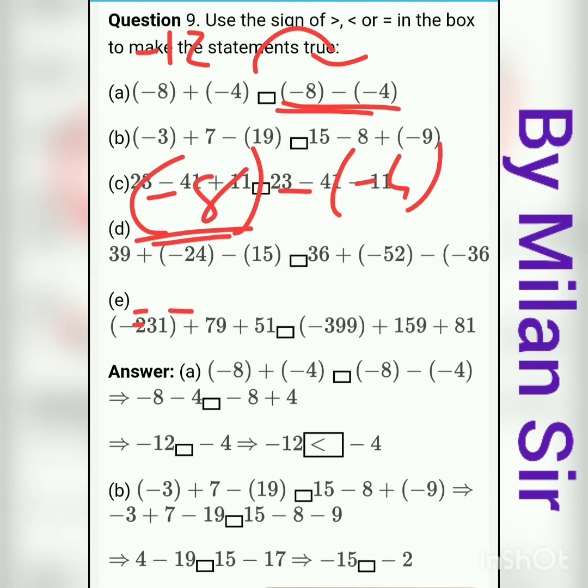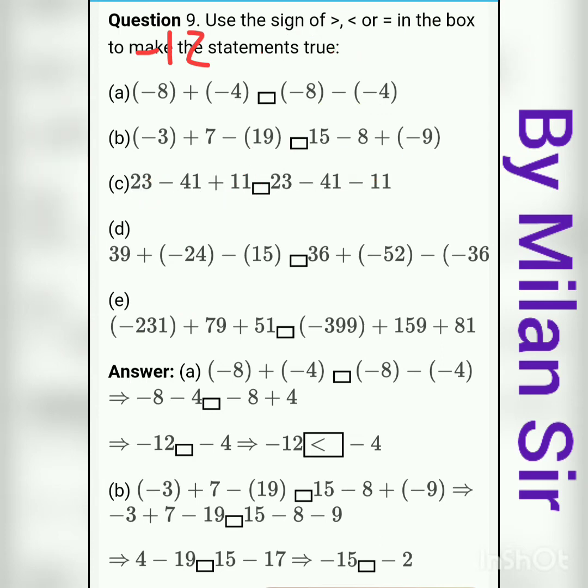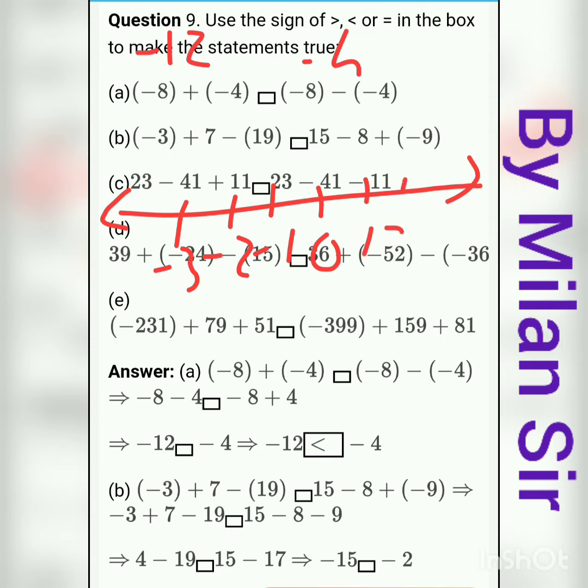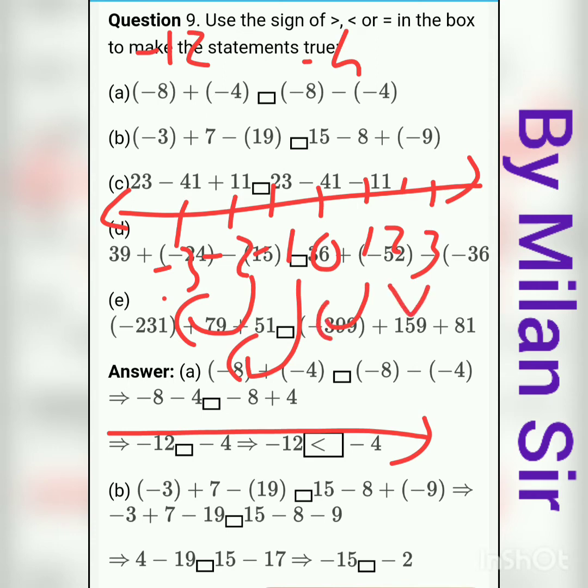So our left hand side is equal to minus 12 and the right hand side is equal to minus 4. Now which number is greater, minus 12 or minus 4? If we see the number line, here we have 0, then minus 1, minus 2, minus 3. Here we have 1, 2, 3, right? On the left hand side we have negative numbers and on the right hand side we have positive numbers. One more thing: if on the number line we move from the left hand side to the right hand side, the value of our number increases. That means minus 2 is greater than minus 3, minus 1 is greater than minus 2, 1 is greater than 0, 3 is greater than 2.